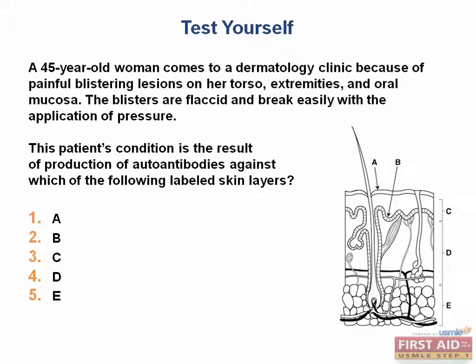Let's take a look at a board-style question. A 45-year-old woman comes to a dermatology clinic because of painful, blistering lesions on her torso, extremities, and oral mucosa. The blisters are flaccid and break easily with the application of pressure. This patient's condition is the result of production of autoantibodies against which of the following labeled skin layers? The answer is C, the epidermis layer.